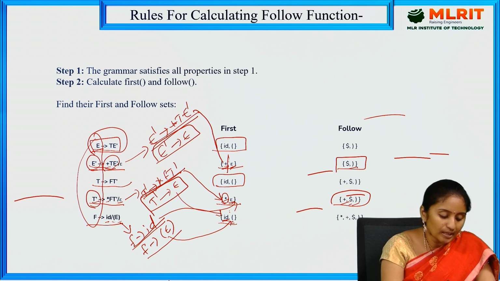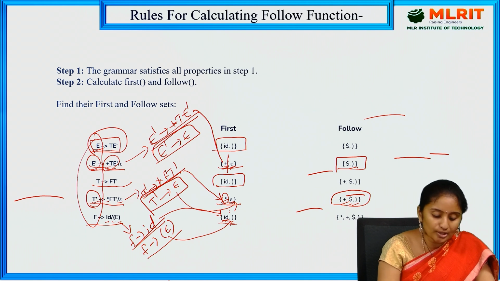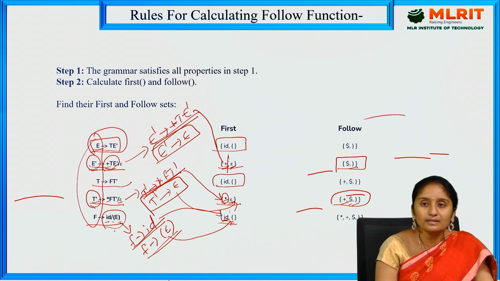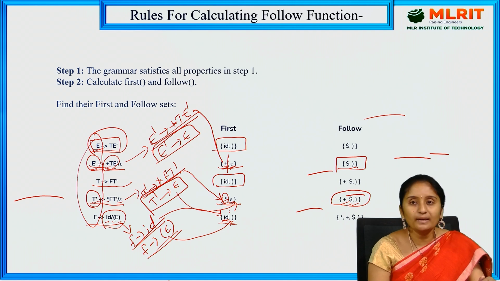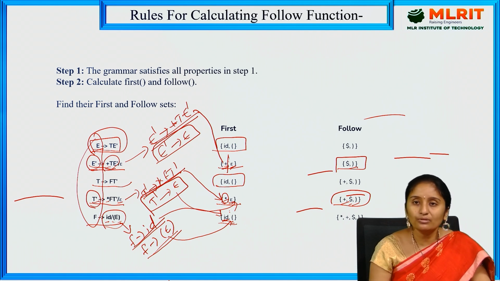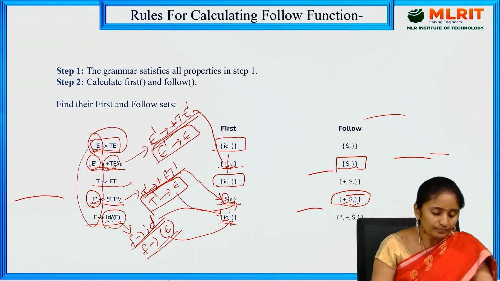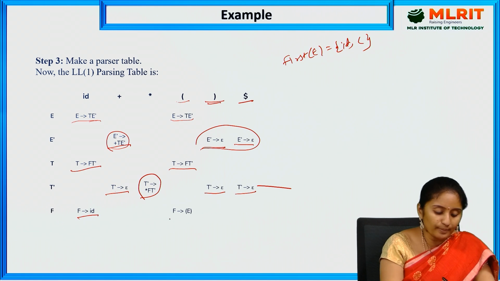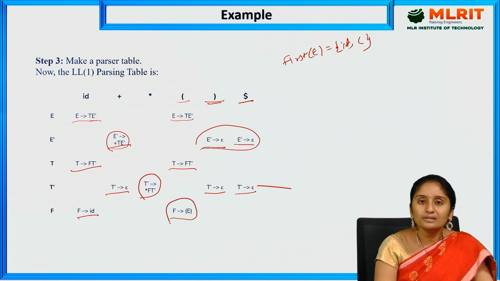Why? Because with the help of the F produces id production, I got this id, and with the help of the other production, I got this open bracket. These two productions I merged and wrote in a single statement. When constructing the LL1 parsing table, we need to separate them based on the first function and copy them into the parsing table. So in the place of id, F produces id. In the place of open bracket, we write F produces E'. So this is about the LL1 parsing table.